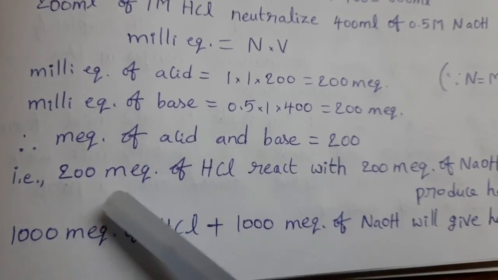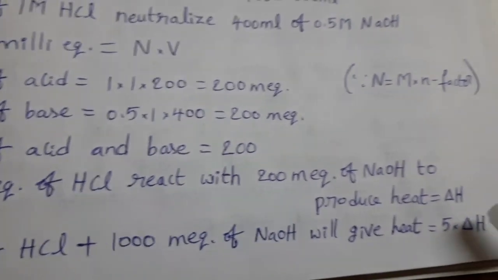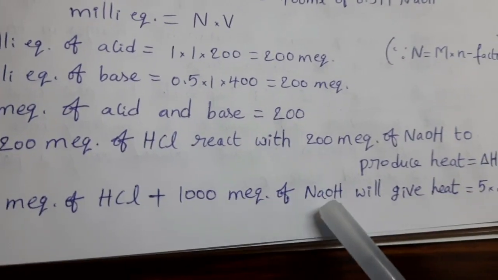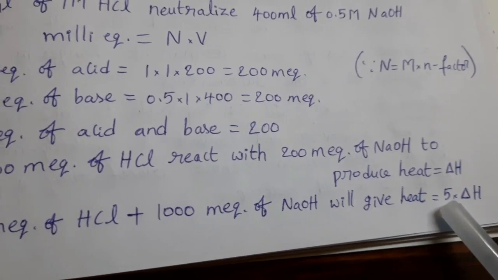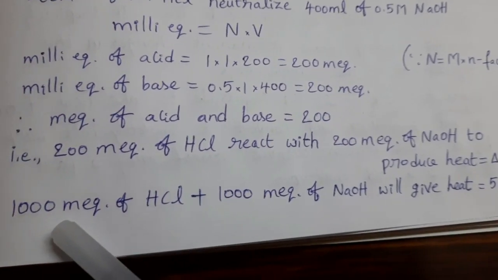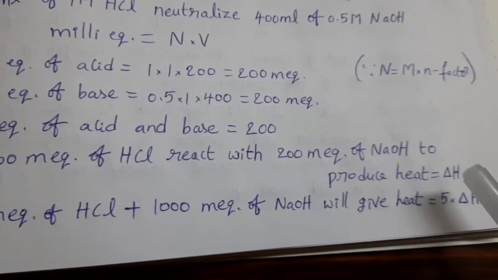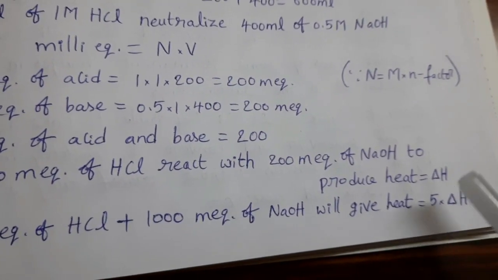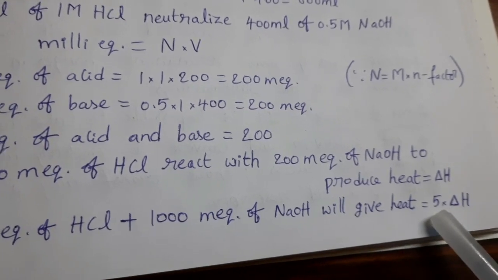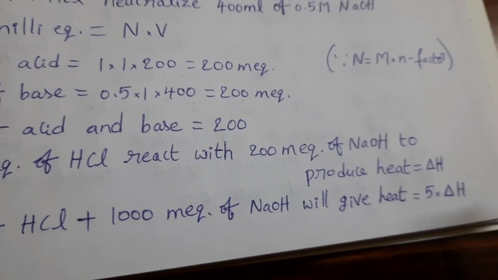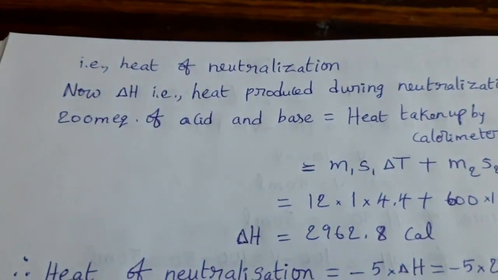So for 200 milli equivalents of neutralization reaction, delta H, then for 1000 milli equivalents of neutralization reaction, how much heat energy is released? This 1000 milli equivalents is 5 times this. That's why heat energy released is also 5 times this. So 5 into delta H. Now we should calculate this delta H. Say this. That is nothing but heat of neutralization.